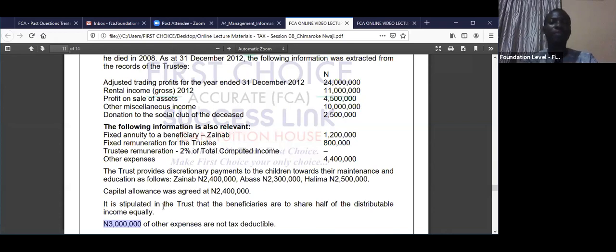Now they say it is stipulated in the trust that the beneficiaries are to share half of the distributable income equally, just like we did before. They said share half. And how many people are there? There are three people sharing half.